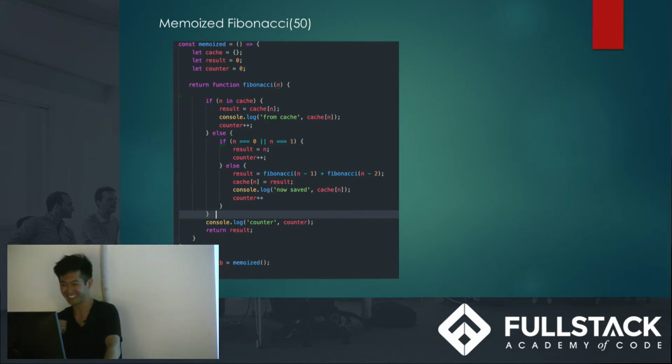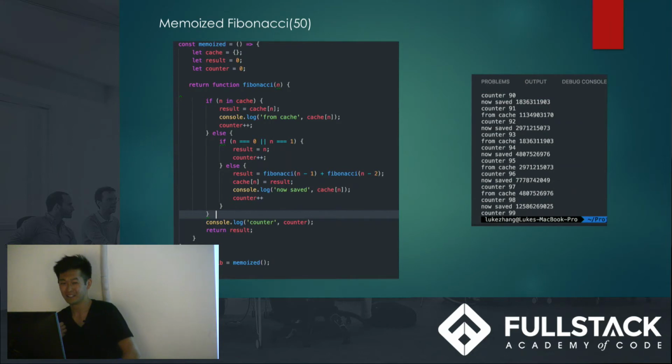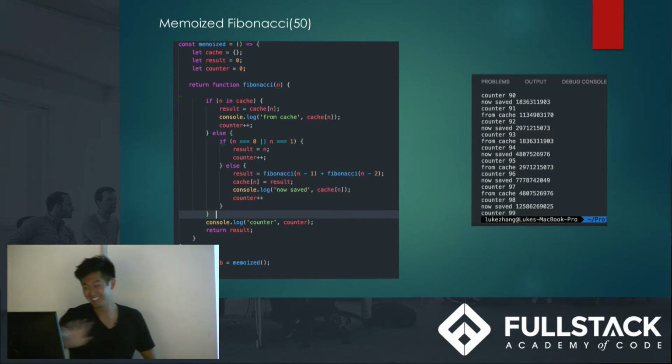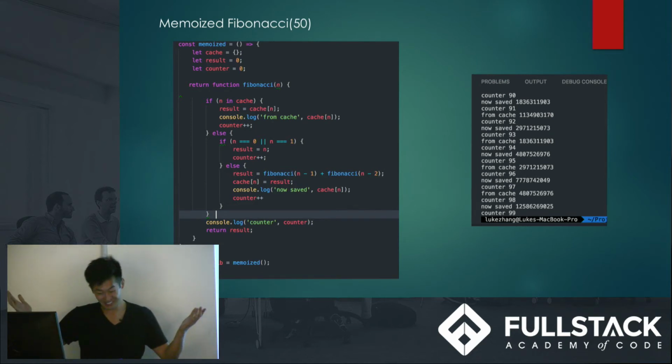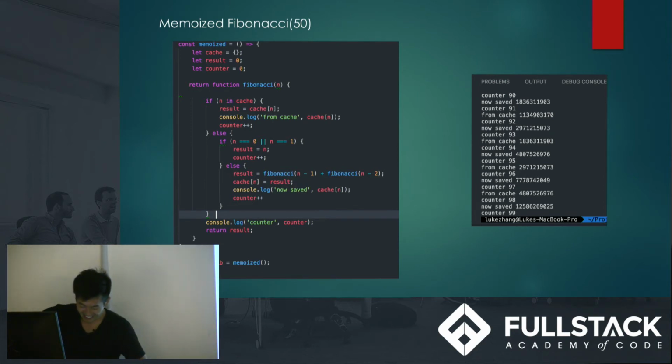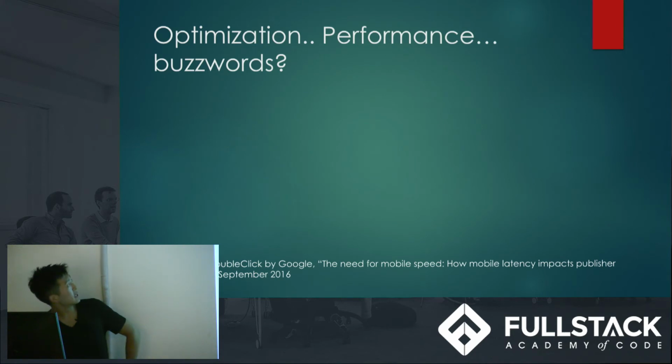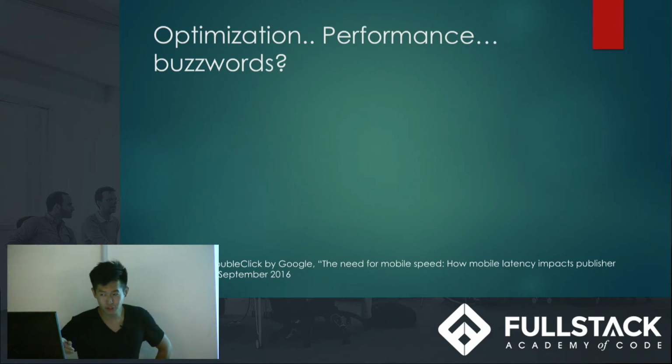Let's see. We see this took 99 compared to over 40 billion. That's right. Pretty amazing. Now, why does this matter? Why is this such a big deal? It really comes down to optimization and performance. Are those just buzzwords? Let's see.